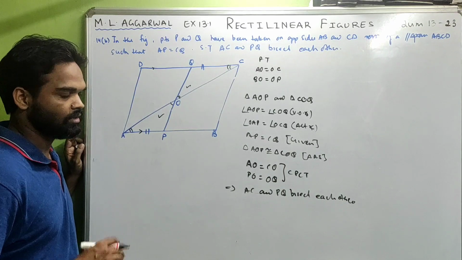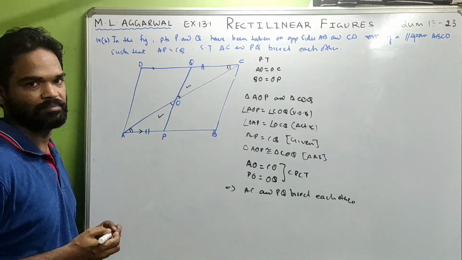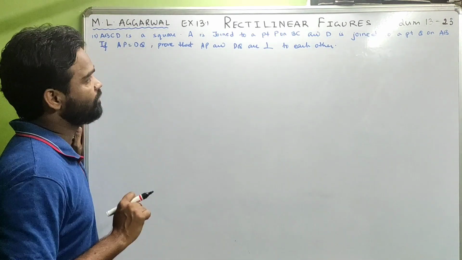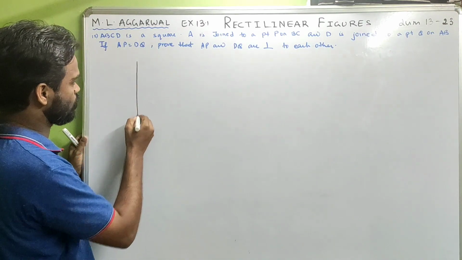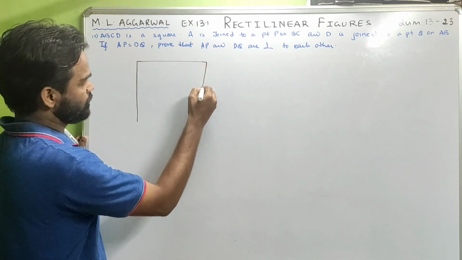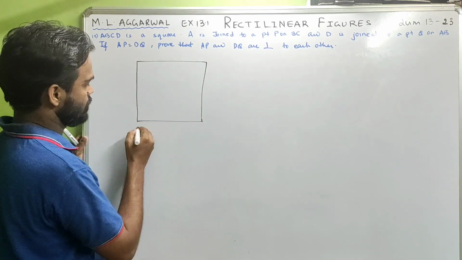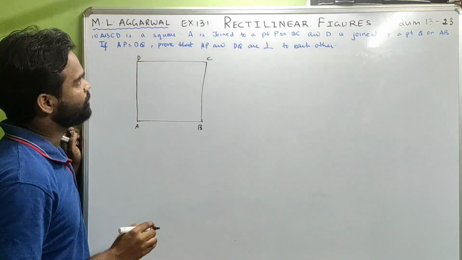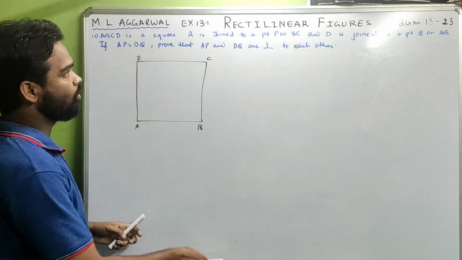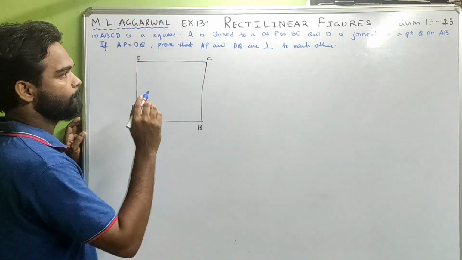Done. Now let us see the next sum. Now look at this sum number 15. Very interesting. ABCD is a square, so I'll draw a square first. Look over here. ABCD is a square.